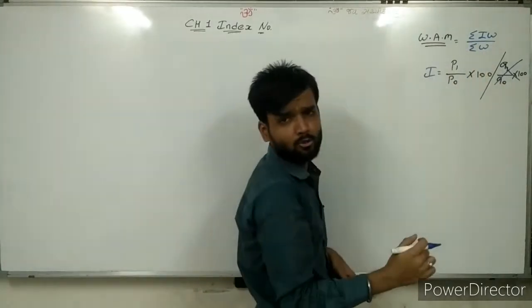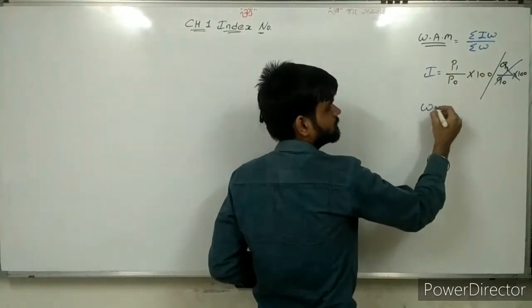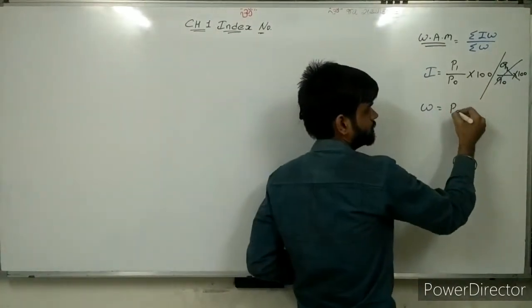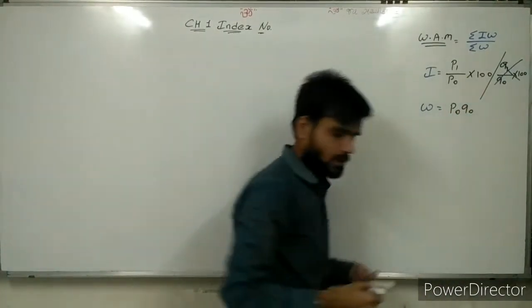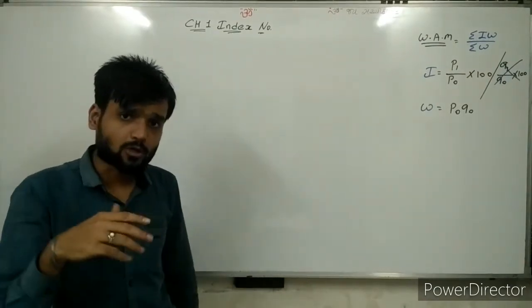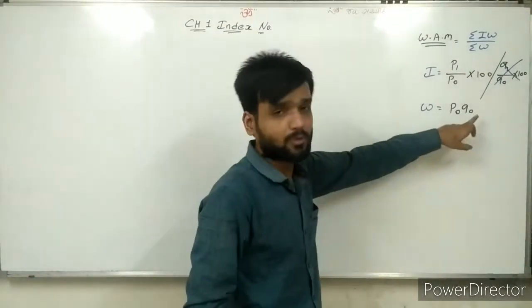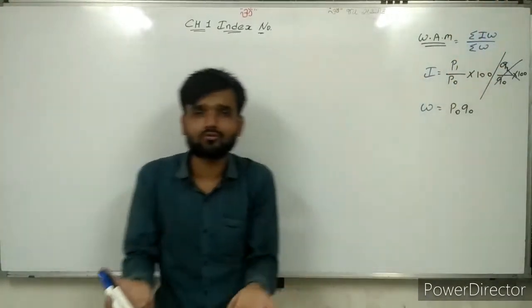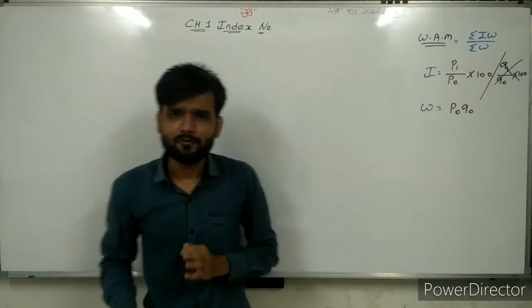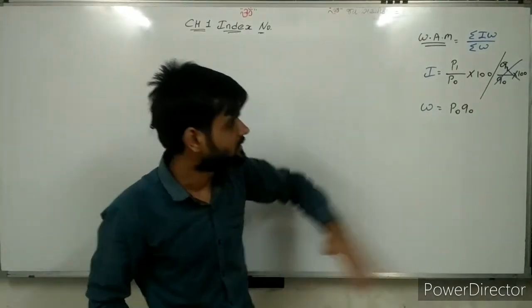Second thing, W. So writing W. W is equal to P0 Q0. W is equal to P0 Q0. Now sir, what is meant by P0 Q0? That also we have to know. So first of all, I am clearing these things.